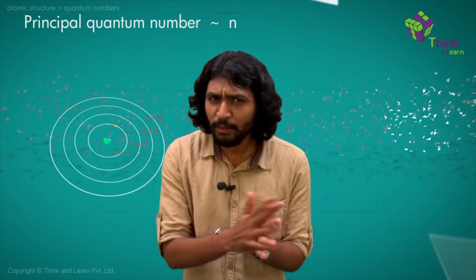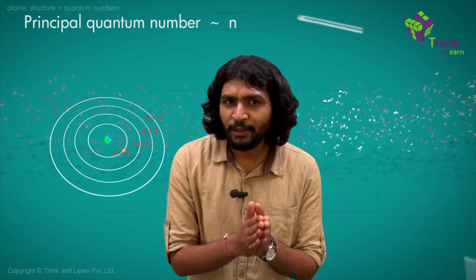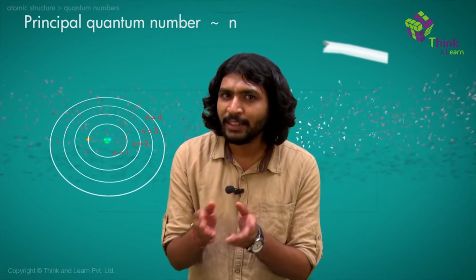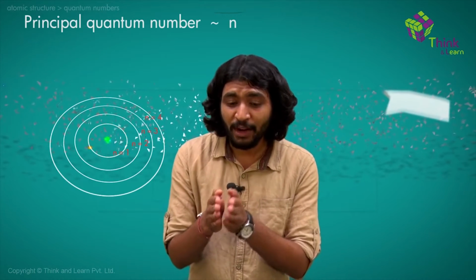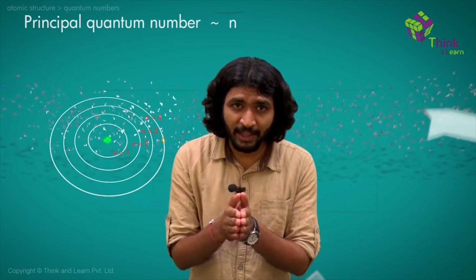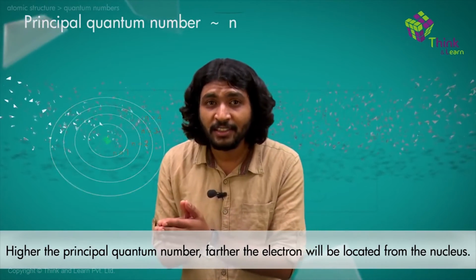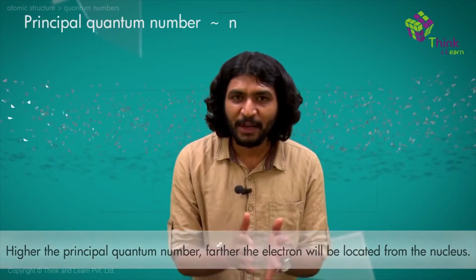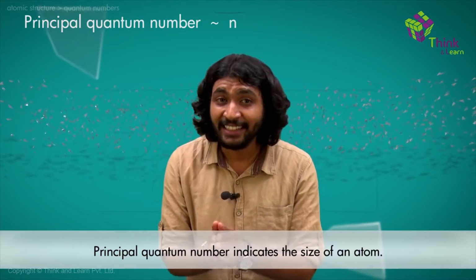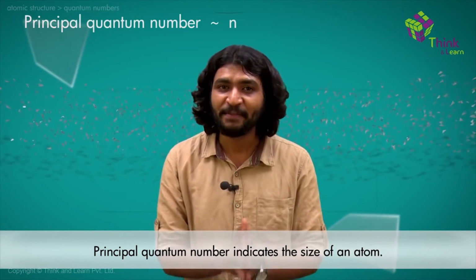Now that I've explained the principal quantum number, can you tell me what would happen for an electron whose principal quantum number was increasing? What would happen? It would move away from the nucleus, which means the higher the principal quantum number, the larger the distance of the electron from the nucleus. So the principal quantum number indicates the size of an atom.